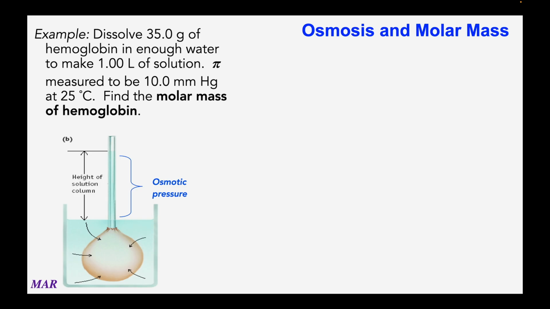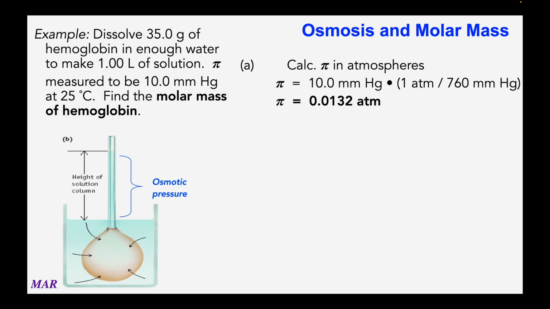So let's check it out. In this problem we have 35 grams of hemoglobin, which is some big biomolecule, and you're placing it in water. You make a liter of solution, and after it settles, you found that the osmotic pressure pi is measured to be 10 millimeters of mercury at 25 Celsius. You can use this information to calculate the molar mass of the hemoglobin. So again, 10.0 millimeters isn't a huge amount, but it is something that's measurable, and we're going to use that to find the molar mass.